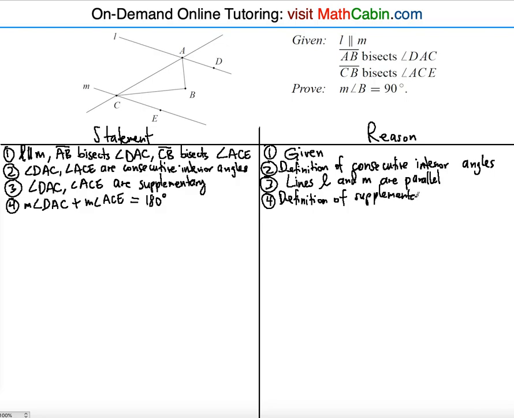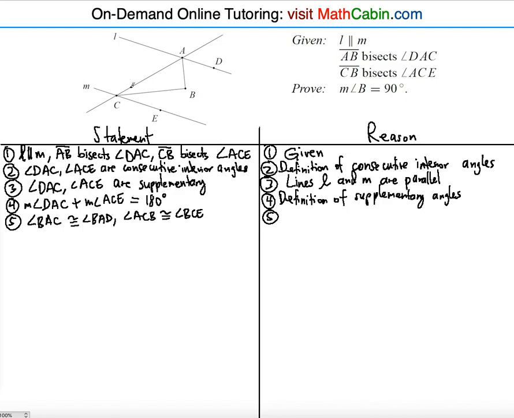Right, because as we just discussed, supplementary means the sum of the measures of any two angles in question is equal to 180 degrees. So now the next part is to see from the given statements that, first let's say that angle BAC is congruent to angle BAD, and also angle ACB is congruent to angle BCE.